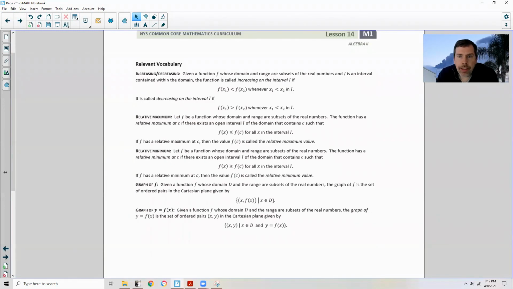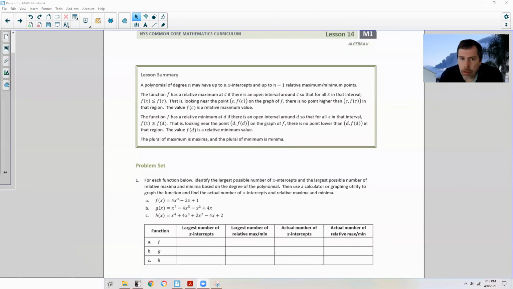All right, page 8 brings us to the relevant vocabulary for this lesson. I am going to leave that to you. I'm not going to read all this to you. Review this relevant vocabulary. Okay, page 9 brings us to the end of lesson 14. Review the lesson summary and go do your problem set.